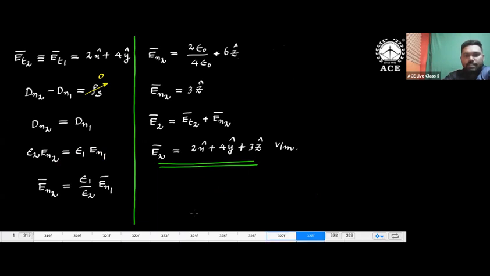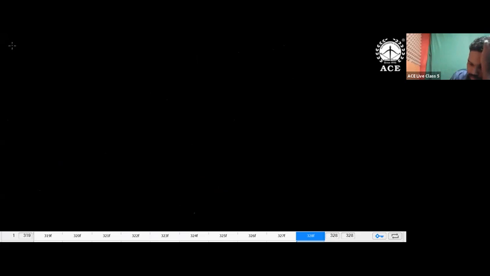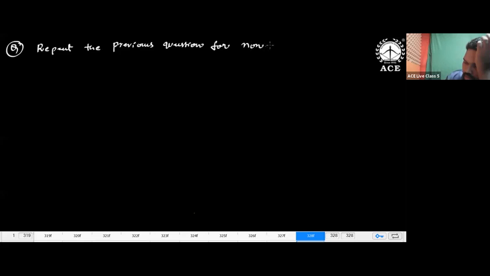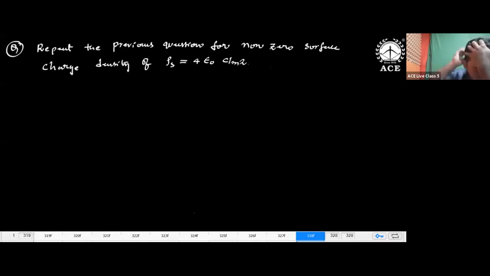Now, I'll just change the question. Repeat the previous question for non-zero surface charge density of rho s equal to 4 epsilon naught coulomb per meter square. Yes, beta, so the surface charge density is present here.